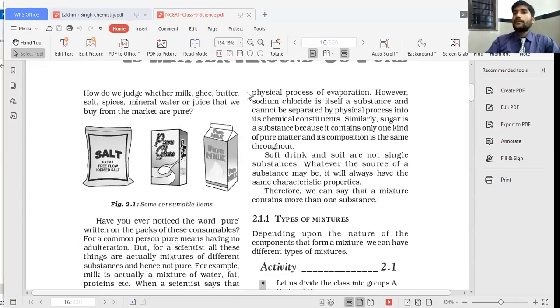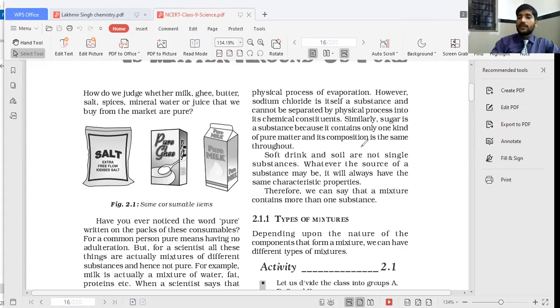by the physical process of evaporation. When you heat, the water will evaporate and the sodium chloride will be left in your container. However, sodium chloride itself is a substance which cannot be separated by a physical process into its chemical constituents. Similarly, sugar is a substance because it contains only one kind of pure matter and its composition is the same throughout. So sugar is pure, NaCl is pure, because you cannot separate Na and Cl from NaCl by a physical process.